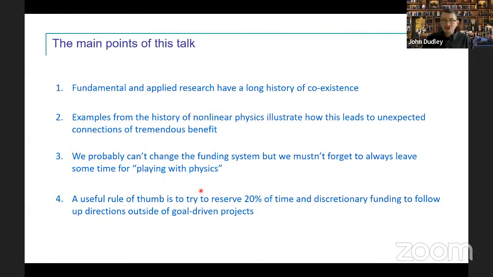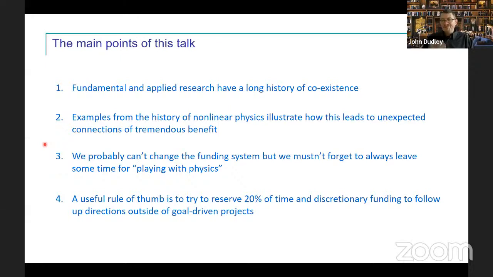So this is the conclusion of the talk. It's been a little bit disjointed in places, showing how fundamental and applied research coexist, but that's deliberate because the way in which they have coexisted has always been hard to predict. But what we do know is that there have always been unexpected connections of tremendous benefit, providing that scientists have had the time to follow up unexpected leads.